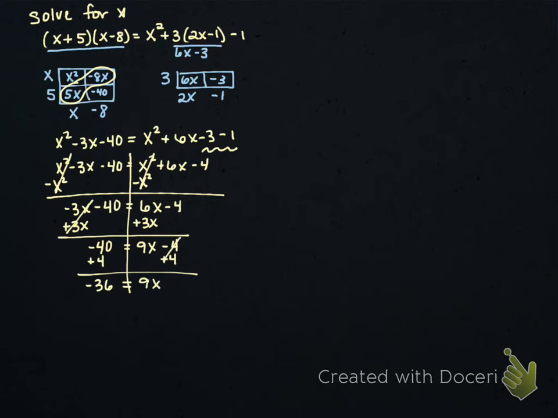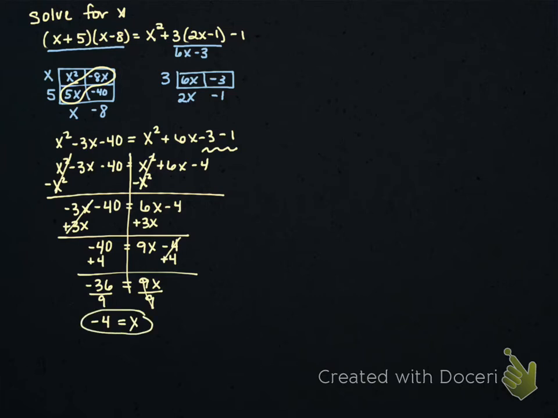And then finally, to get x all by itself, we need to use division. The reason why we're using division is right now we have 9 times x, and in order to undo multiplication, we have to do the opposite, which is division. So we will divide both sides by 9. This will leave us with negative 4 equal to x as our final answer.